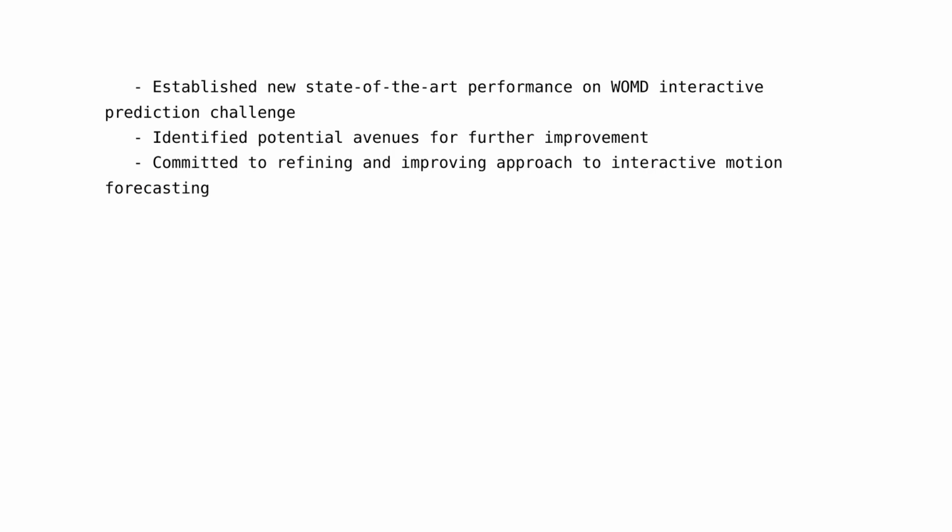The authors have also identified potential avenues for further improvement, such as leveraging the trained model in model-based planning frameworks and exploring distillation strategies from large autoregressive teachers. These innovations highlight the authors' commitment to continually refining and improving their approach to interactive motion forecasting.